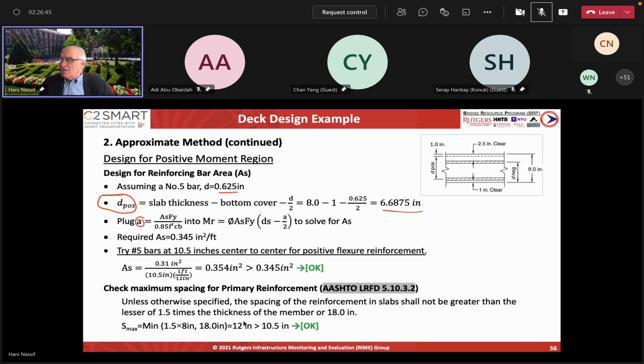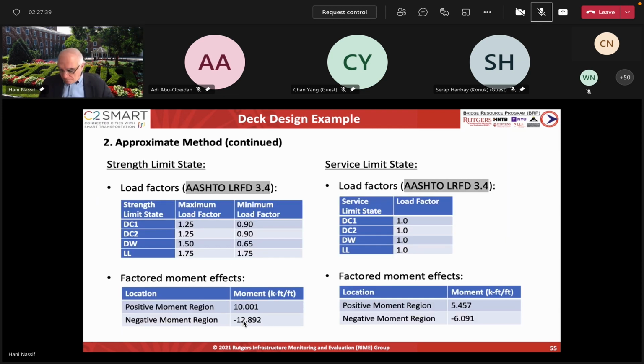A is beta 1 C, which is from your concrete background. Beta 1 C is A, the depth of the Whitney stress block. So basically, if I do a diagram here, that is basically A, and this is the neutral axis, and that would be your C. And beta 1 is a factor that depends on the concrete. If it's less than 10,000 psi, then for every 1,000 psi, you would reduce the beta by 0.05. So it's 0.85 for this example here.